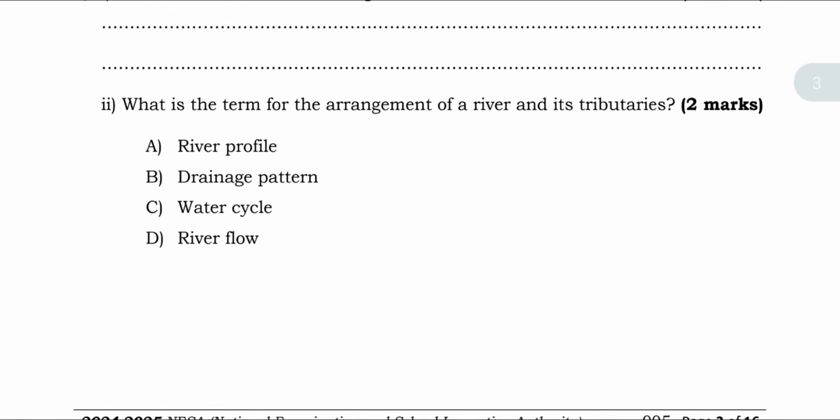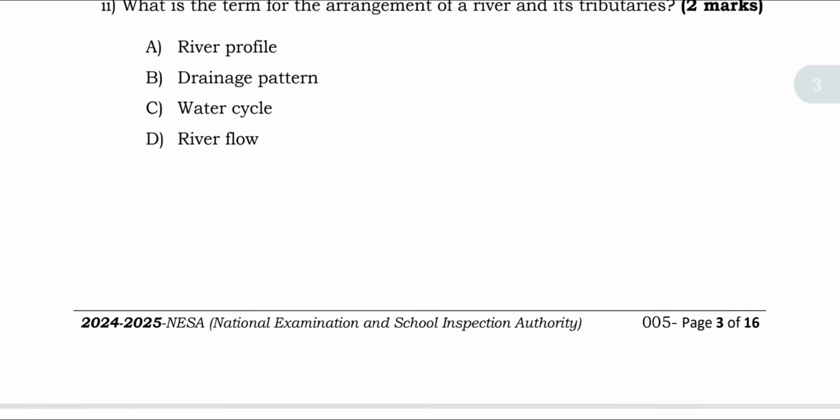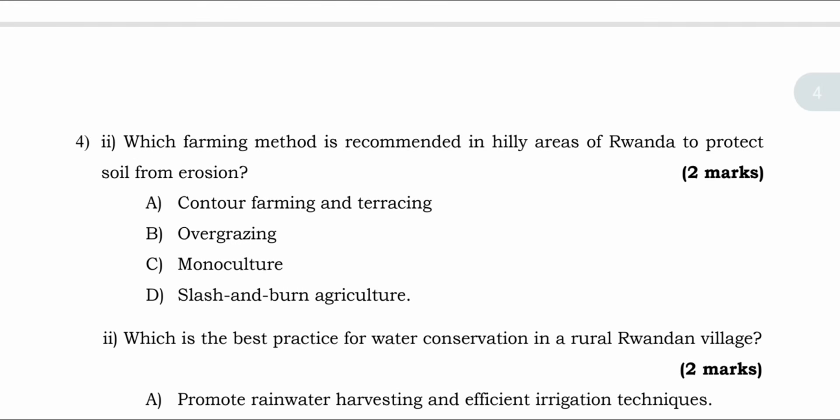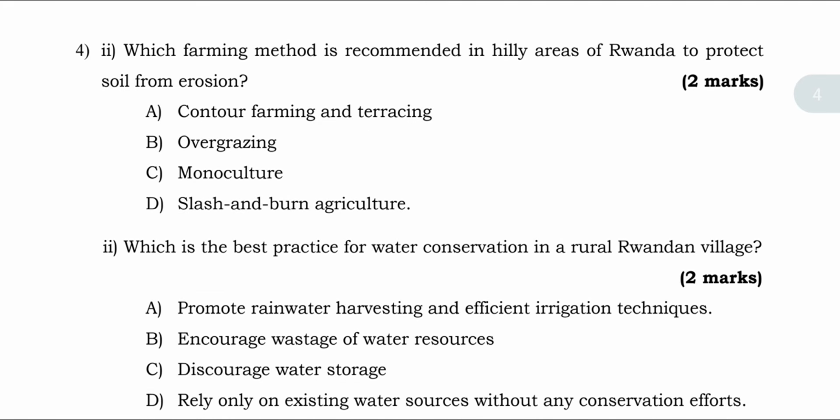And we have the options right here and you have to choose the best and correct answer. And number three, which farming method is recommended in hill areas of Rwanda to protect against soil erosion? And we have the options right here and you have to choose the correct answer. Which is the best practice of water conservation in rural Rwandan villages?